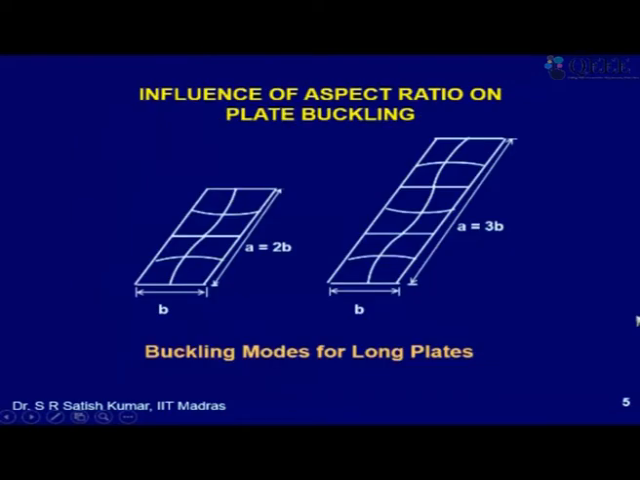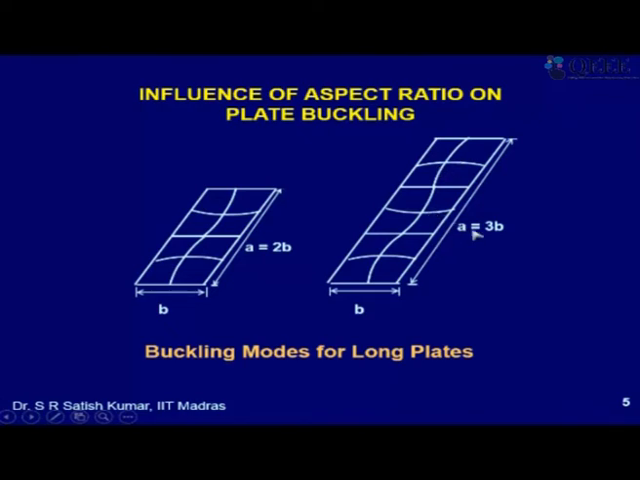Now, if the length of the plate is 2 times the width of the plate, that is A is equal to 2B, then the plate divides itself into 2 squares. If one square buckles upwards, the next one goes downwards. If the length of the plate is 3 times B, then it tries to buckle in 3 half sine waves, so that it again divides itself into square patterns. The first and the third one come up and the middle one goes down.